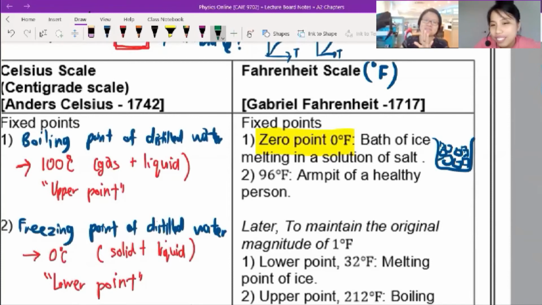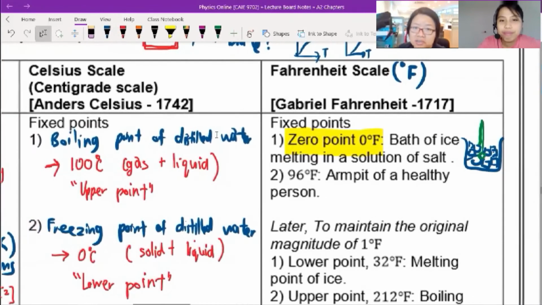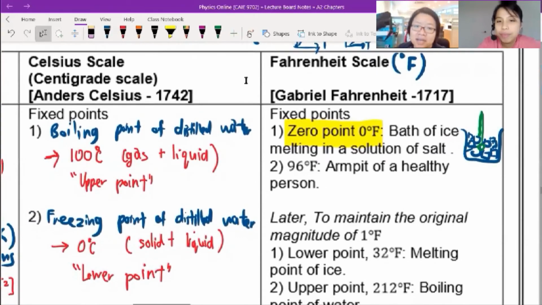Because it's impossible to have purely distilled water. Last time, how can you distill water? You can go through many processes of boiling and cooling, boiling and cooling, but there will still be some residue salt inside. Okay. And then 96 Fahrenheit is the armpit of a healthy person.